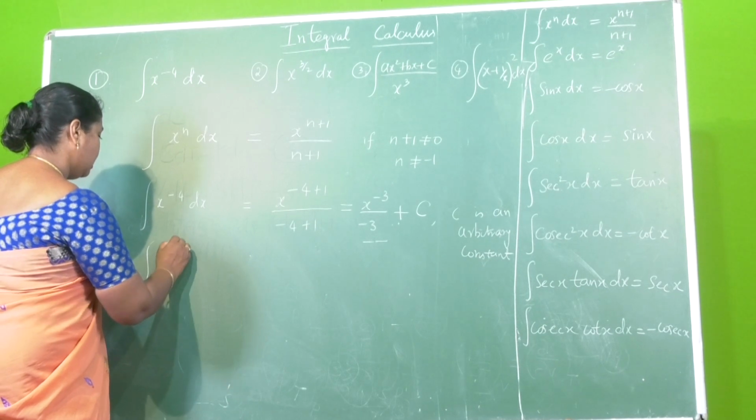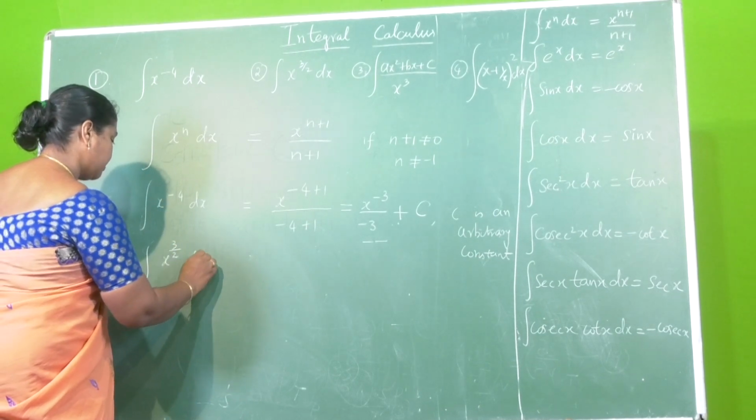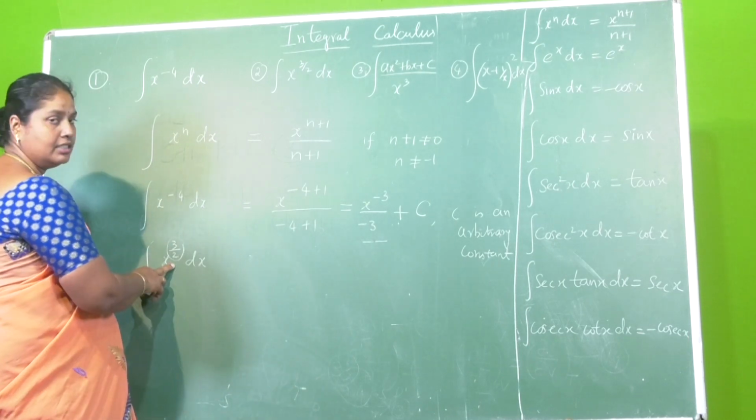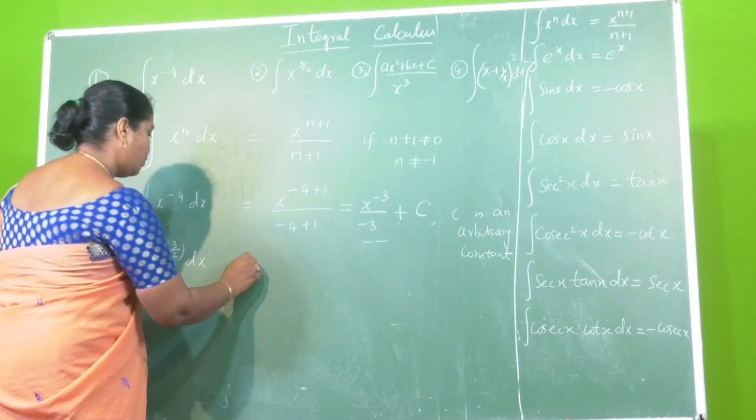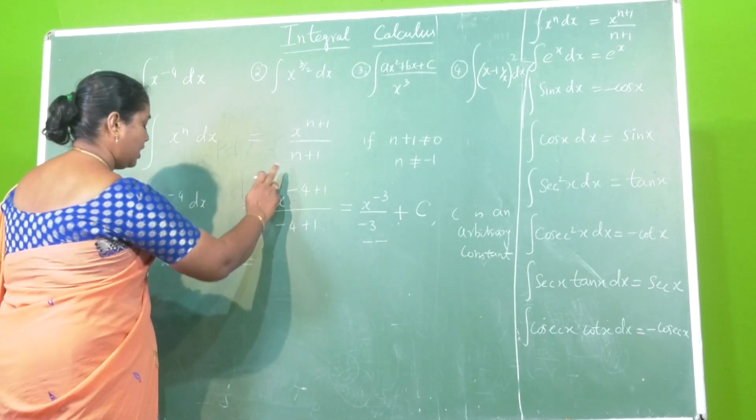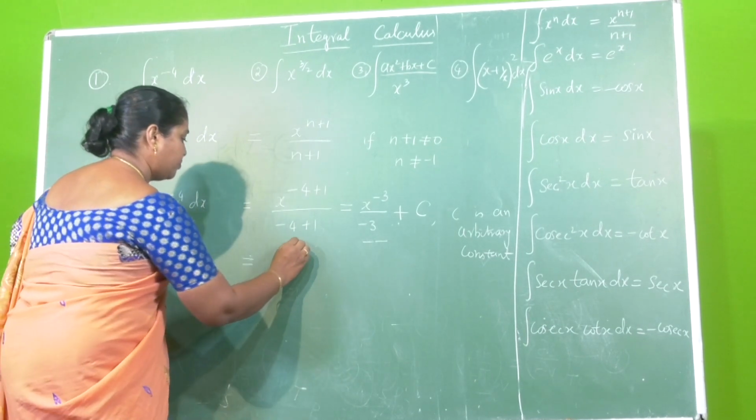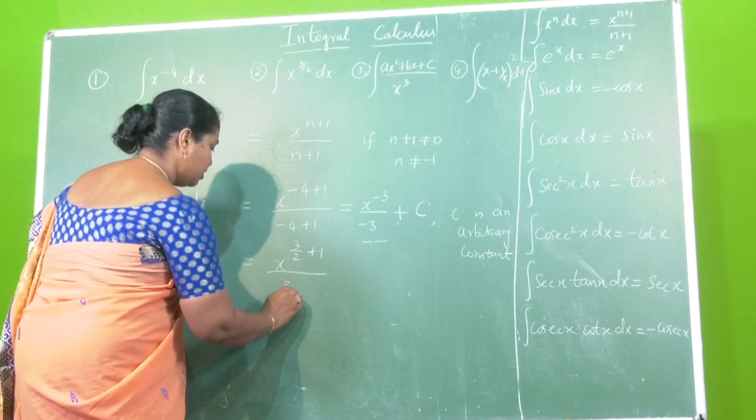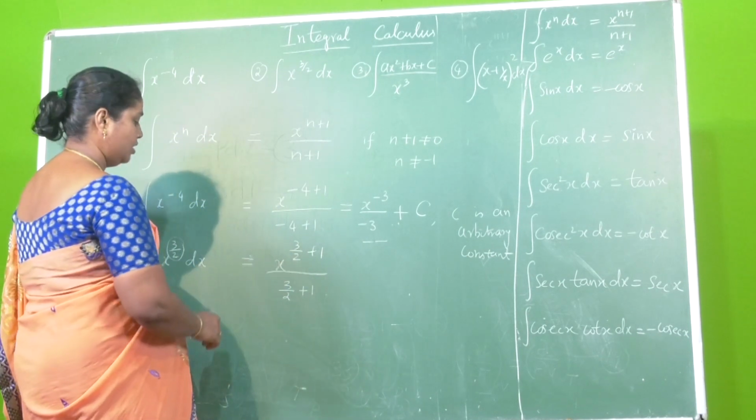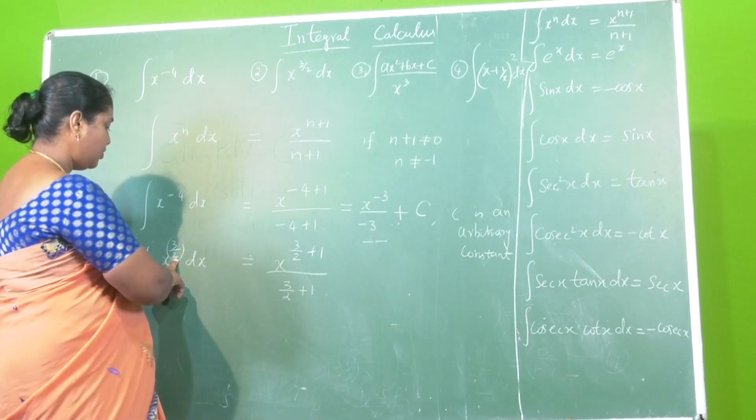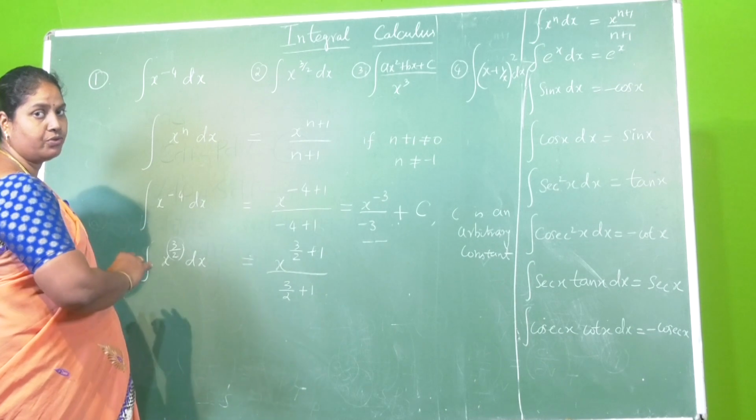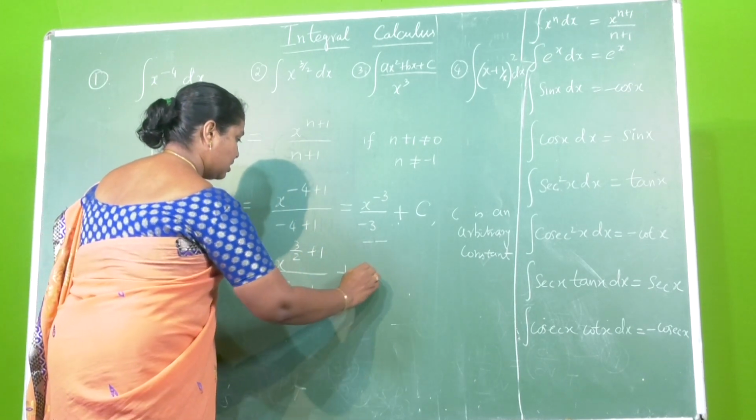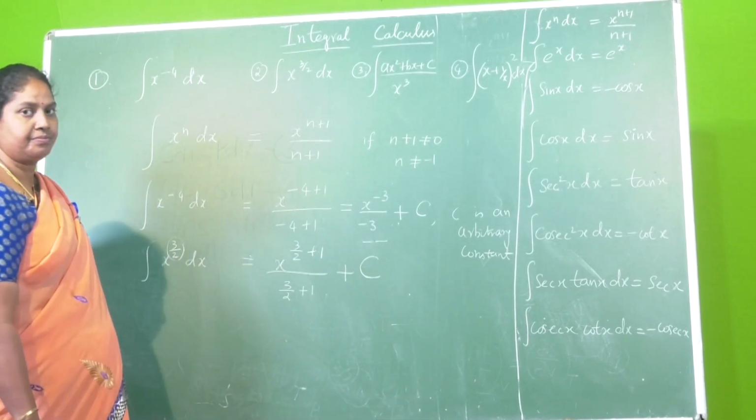So integral x power 3 by 2 dx. Here in the place of n we have 3 by 2. So it is equal to, with the same formula, x power 3 by 2 plus 1 divided by 3 by 2 plus 1. Here also we observe that 3 by 2 is not equal to minus 1, so we are allowed to use this formula. Plus some integrating constant c.